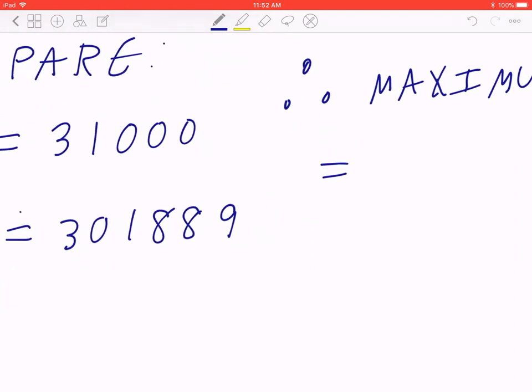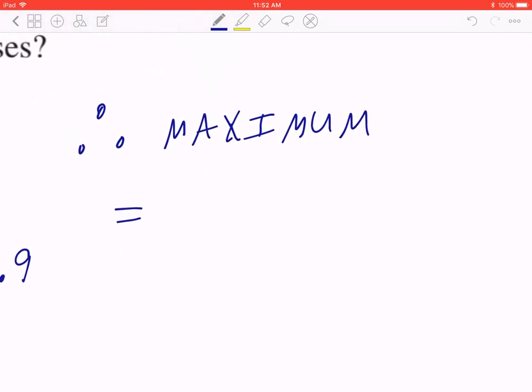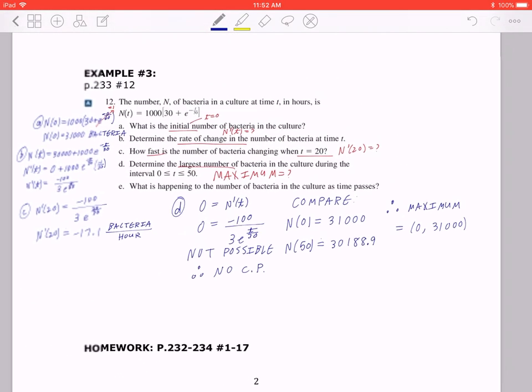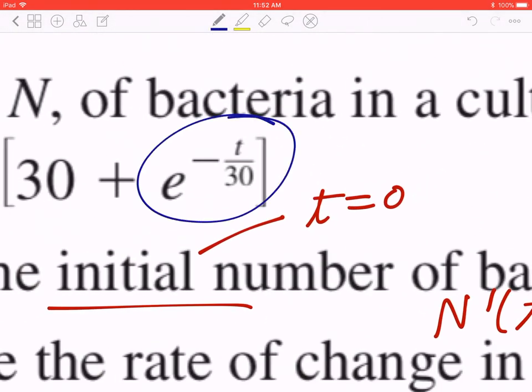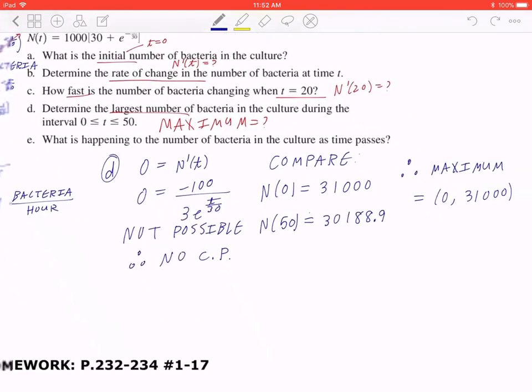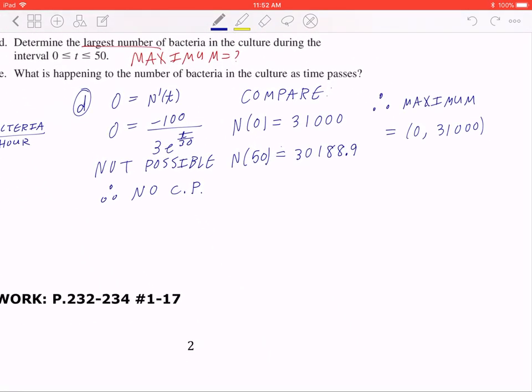Hold on, let's go back. I said 301,000, that's my mistake. It's 30,188.9. There was a decimal that I forgot to mention, that's my mistake. So if you compare them, the larger number is the initial population, which is at t equals 0, 31,000. And this should not be a surprise, because if you look at the function, it's e to the power of negative t over 30, and that negative implies there's going to be an exponential decay.